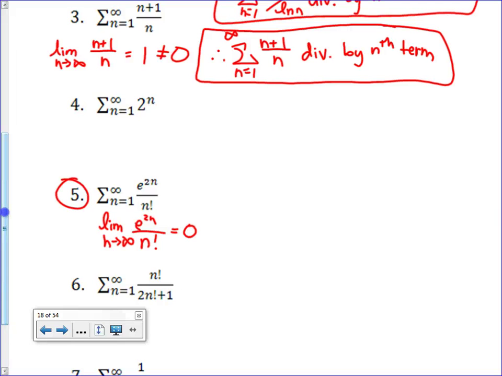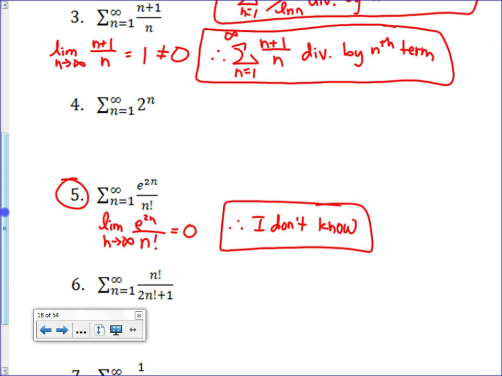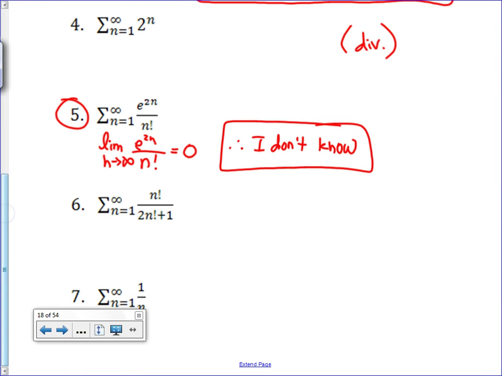What can I say? You don't know. That's all I can say. I don't know. Maybe, maybe not. This test won't tell me. Real quick on number 4, just so we have it. This one does diverge. Hopefully you can see why.